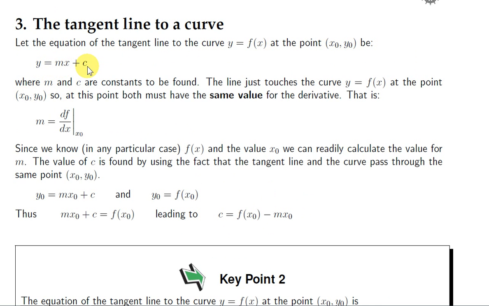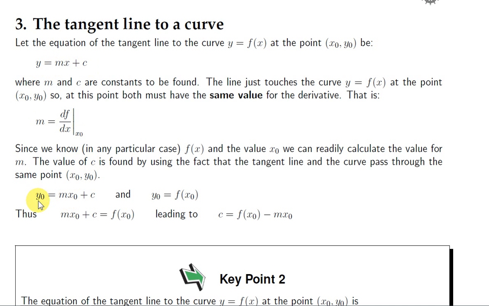So the tangent line goes through the point x naught, y naught, and the slope of the curve is the derivative of the curve at the point x naught, the x value of the point, which is x naught. So that's m, the slope of the line. Now what about the constant? Well, we know that the point x naught, y naught is on the line, so it must satisfy the equation of the line.